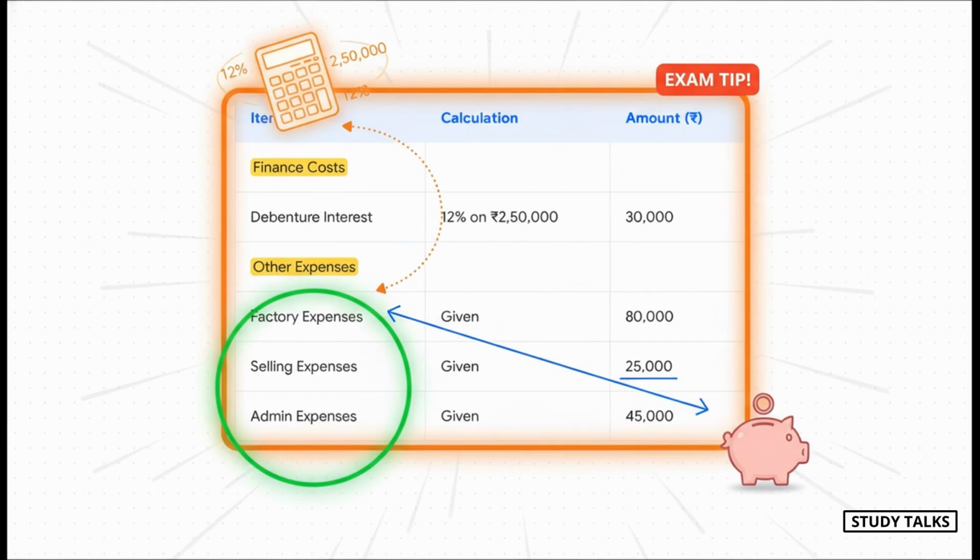Okay, now for some of the, let's call them easy wins. These are the straightforward expenses. Finance costs? That's just the 12% interest on our $250,000 of debentures, which comes to 30,000. Then for other expenses, we just need to group together the different expenses given in the trial balance: factory, selling, and admin. These are easy marks, as long as you remember to present them neatly in the notes.